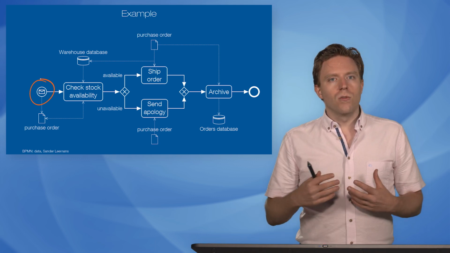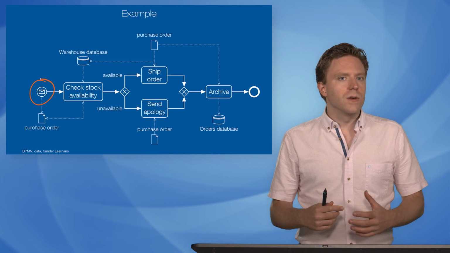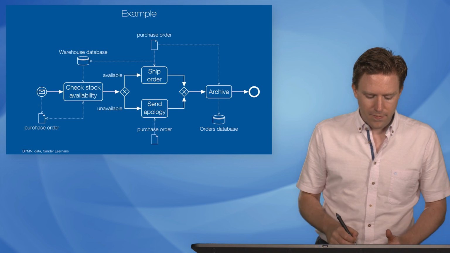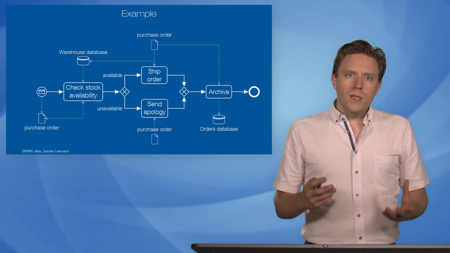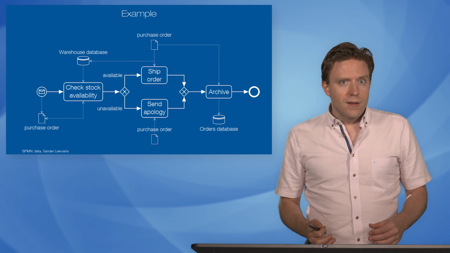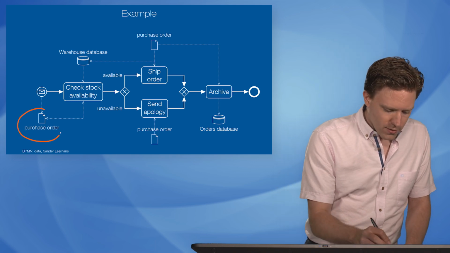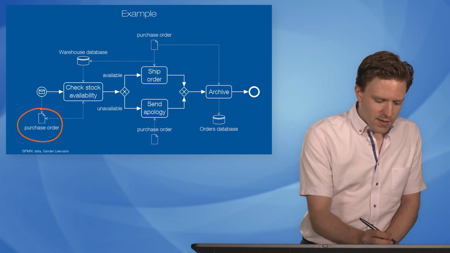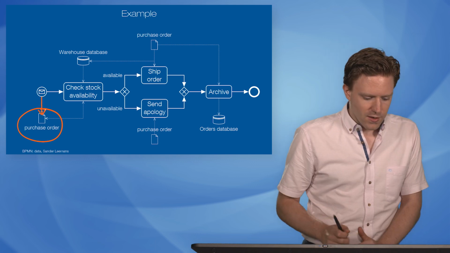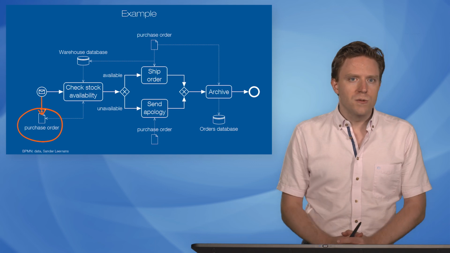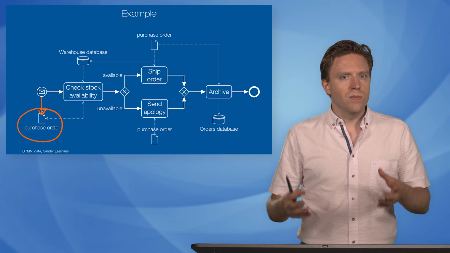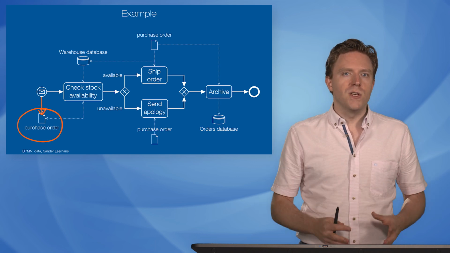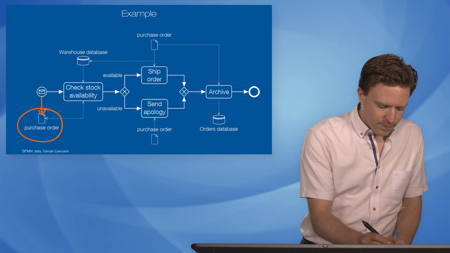So here we're getting an order from a customer, and that is of course a message, because we communicate between parties with messages. We have modeled that using this purchase order object. This is a data object, and we see that the association runs from the start event to this purchase order. So from this start event we get a purchase order. That's our data object, and now we know that.